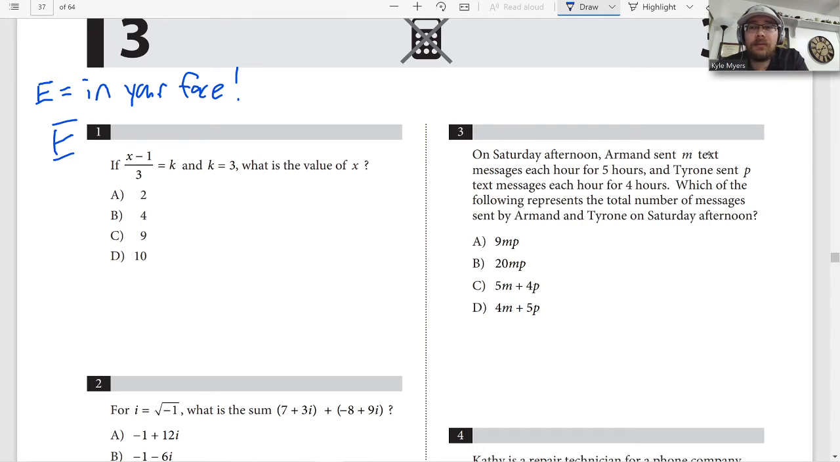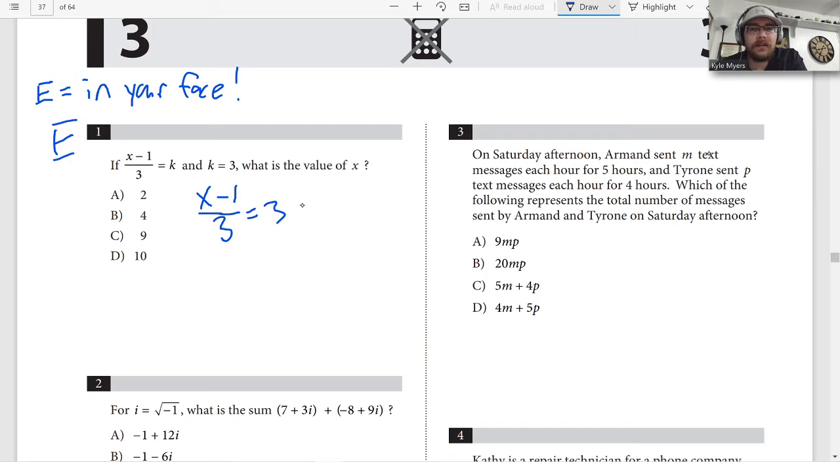If x minus 1 over 3 equals k and k equals 3, what's the value of x? You could maybe make a case for it being on the higher end of easy, meaning a little closer to medium. It's not the absolute easiest thing ever. It takes a little bit of work, but not that much. You just plug in k equals 3, so you just do this.